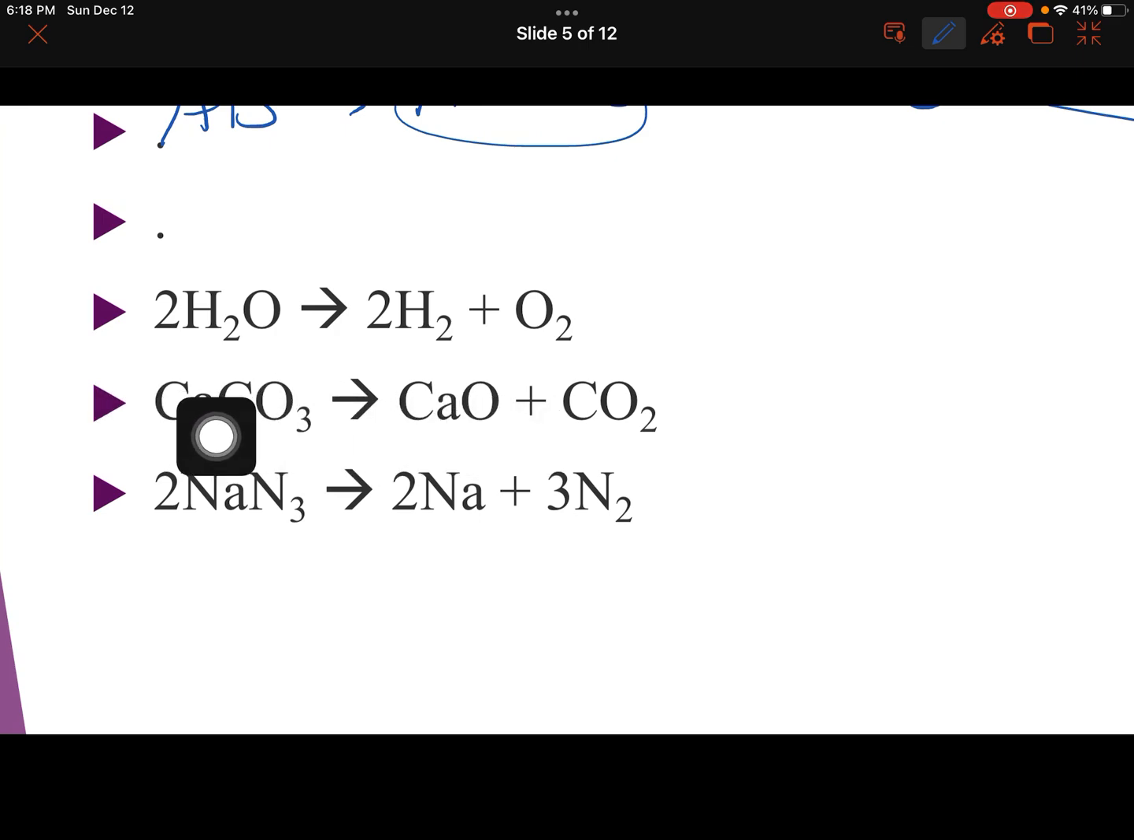But this is called calcium carbonate. It decomposes into calcium oxide and CO2 gas. And this is called sodium azide. It breaks down into sodium and nitrogen gas. This process happens in an airbag. So if an airbag deploys, it inflates with nitrogen gas.